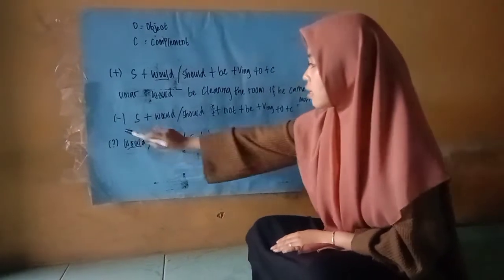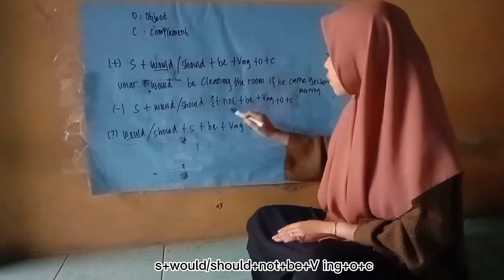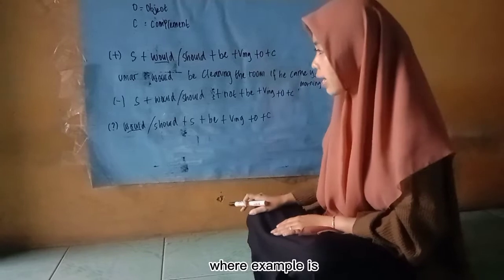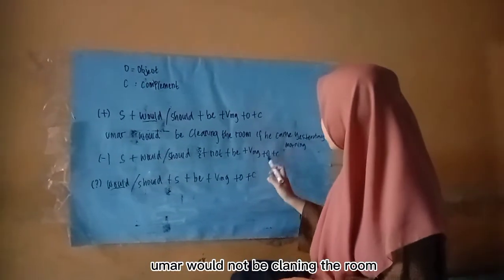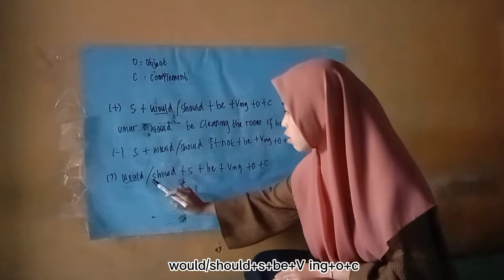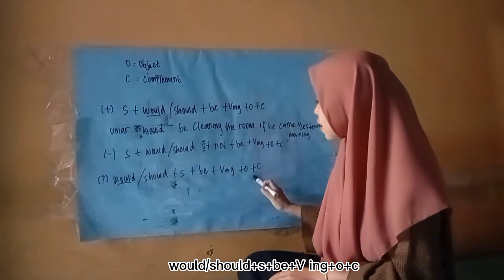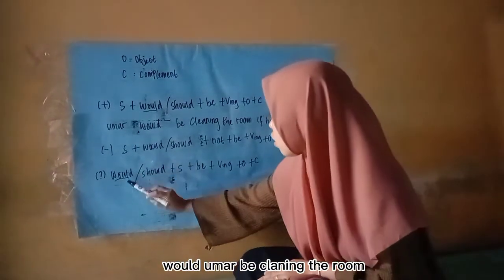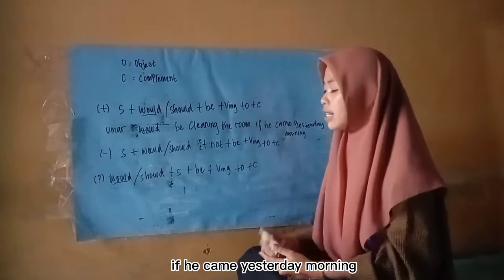If negative, subject plus would or should plus not plus be plus verb in plus object plus complement. Where example is: Umar would not be cleaning room if he came yesterday morning. If interrogative, would or should plus subject plus be plus verb in plus object plus complement. Example is: would Umar be cleaning the room if he came yesterday morning?